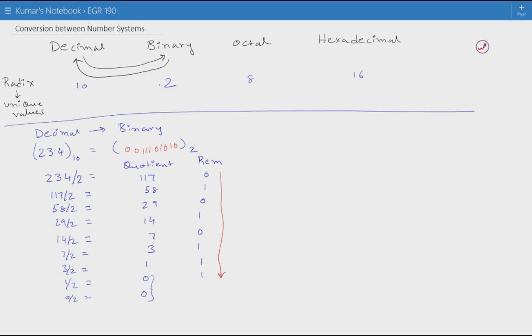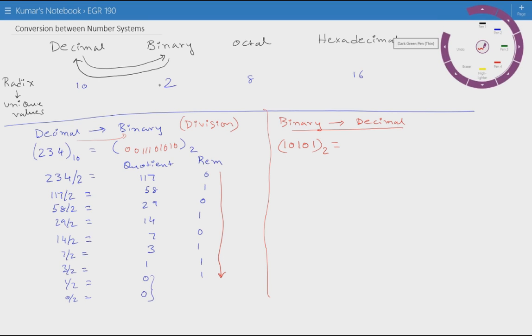Now, how about converting from binary to decimal? Let's look into that. Binary to decimal. So I'm going to take a number, something like 10101 with a radix of 2, and we need to convert that to decimal. When we go from decimal to binary, we did the division, and the opposite. When we go from binary to decimal, we do multiplication, just like the opposite.